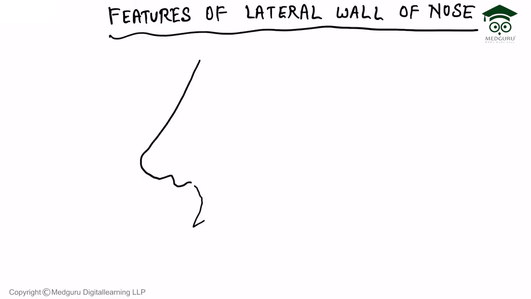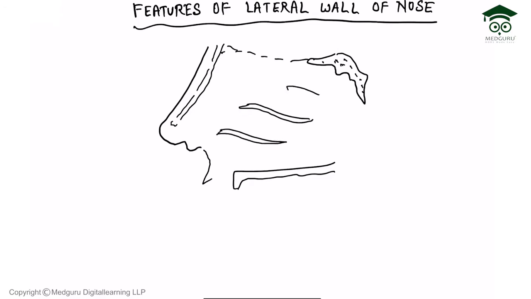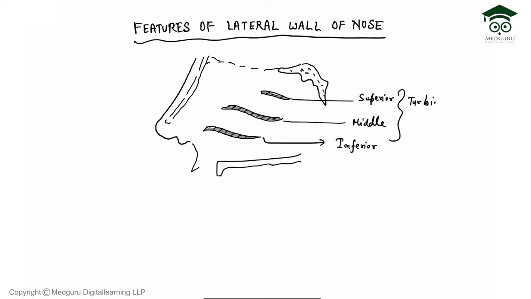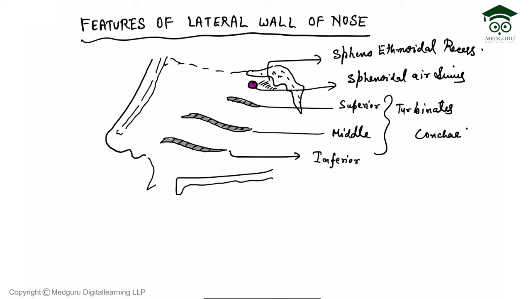Now we are going to make the features of the lateral wall of the nose. We make the outline of the lateral wall, and inside we make 3 turbinates. Label them: the most inferior is the inferior turbinate, the superior one is the superior turbinate, and the middle one is the middle turbinate. There is a space between the sphenoid bone and the superior turbinate, called the sphenoethmoidal recess, where the sphenoidal sinus opens.